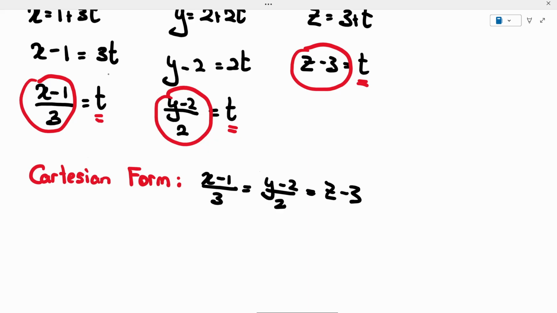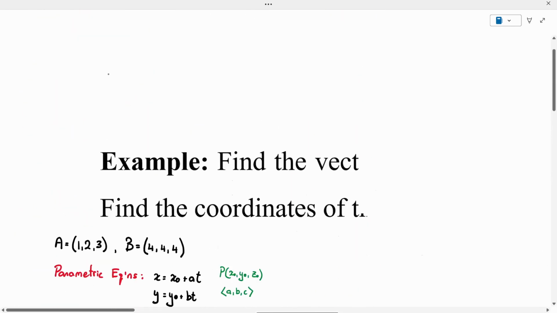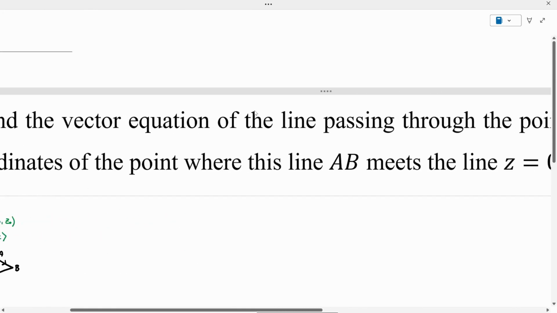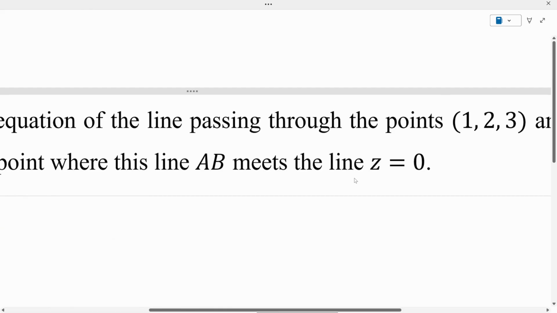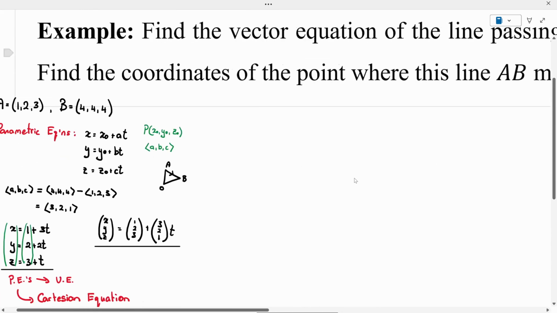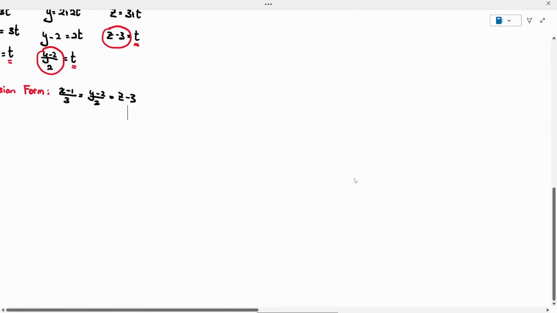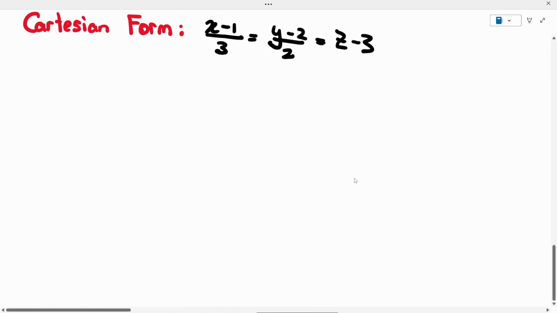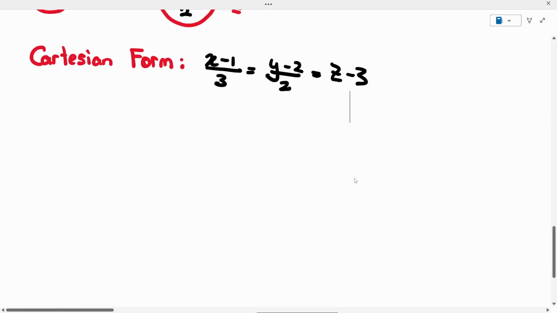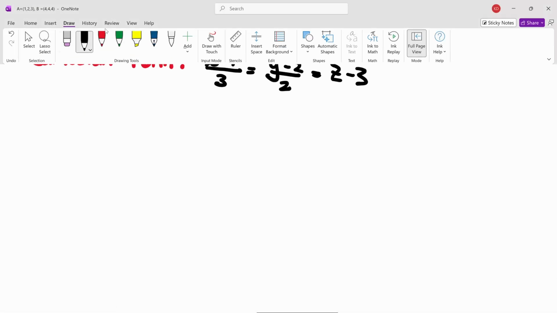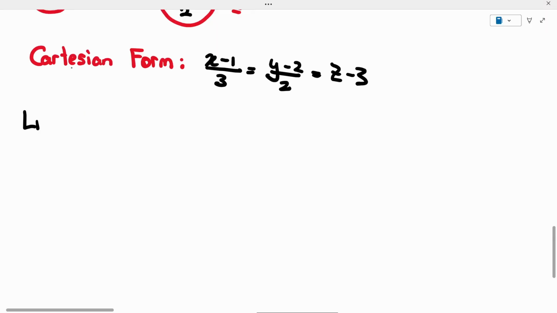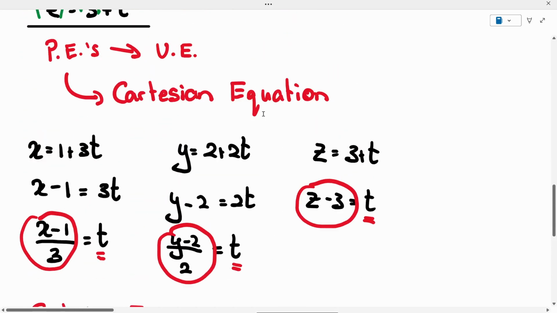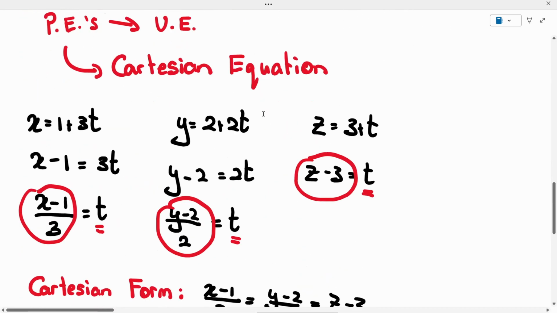And by the way, in the original question, they asked, find the coordinates of the point where the line meets the line z equals 0. So all we need to do to find that is just substitute when z is 0, right? So we have that line, that is equal to 0, right? So if we look at, what was it, z is equal to 3 plus t.